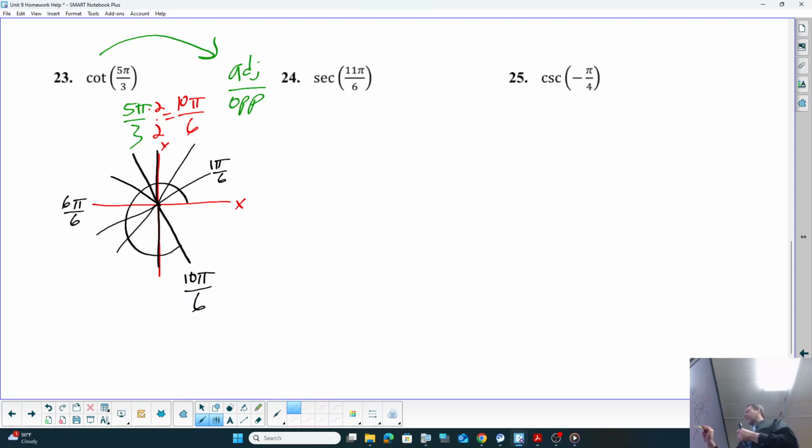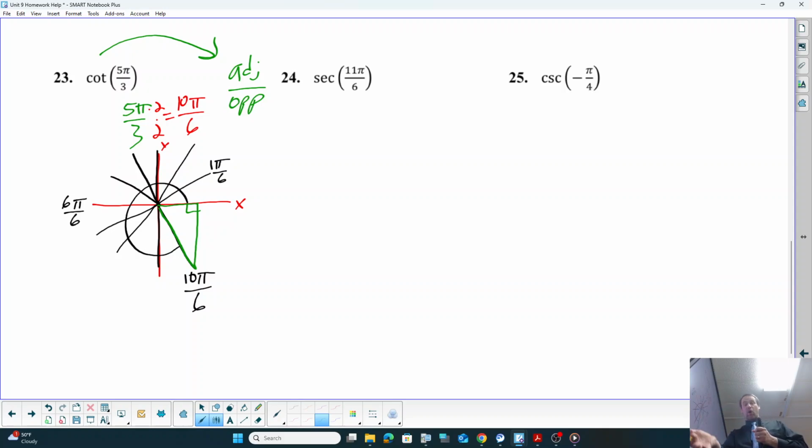So we'll extend that line a little bit to make our triangle. And now we're going to make a reference triangle. Draw a line up to the x-axis. There's our reference triangle. Good. So now we need to figure out what that is, the reference triangle.